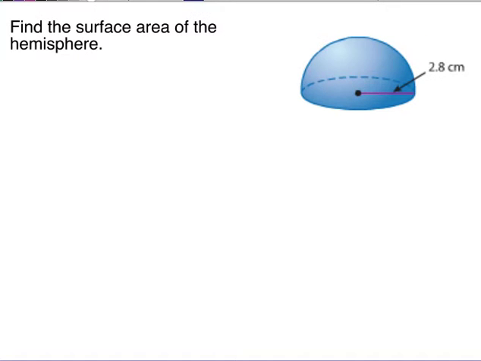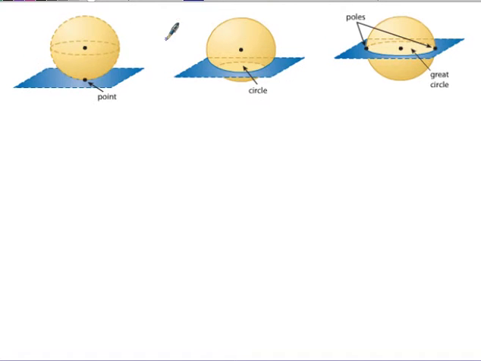Whoops, got out of order here. Surface area of a hemisphere. Oh, I didn't skip one. This one is in order. Sorry. Okay, now I'm right. Now I'm in order.